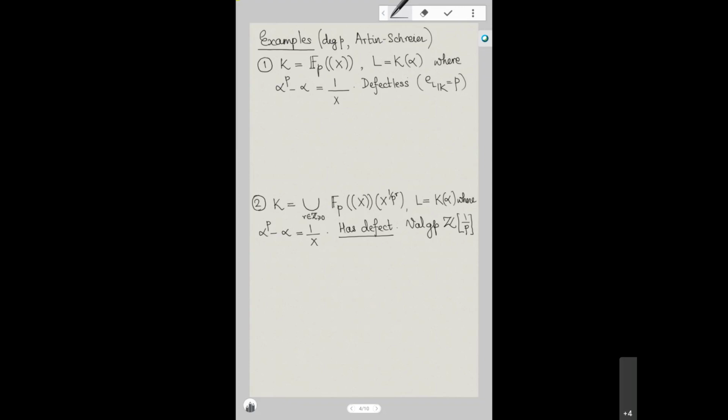If you look at the second example now, I started with the field I had in 1 and then start attaching P power roots here. Now, if you look at the same Artin-Schreier equation and the field given by that, it turns out that this extension has defect. There is no extension of valuation, there is no extension of residue fields, and the value group in this case is not discrete. Later, if we have time, I want to come back to these examples. That's why you see some extra space here.